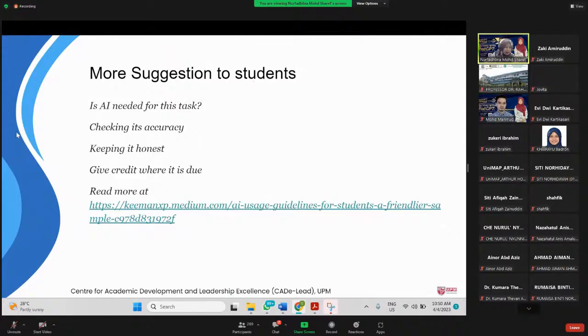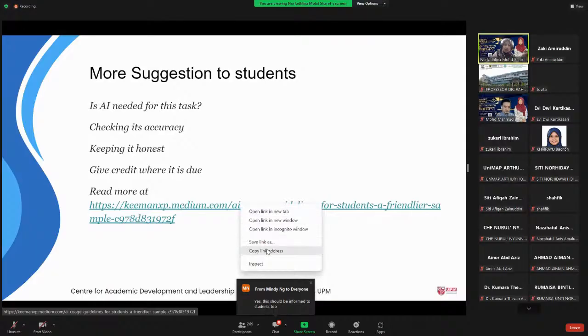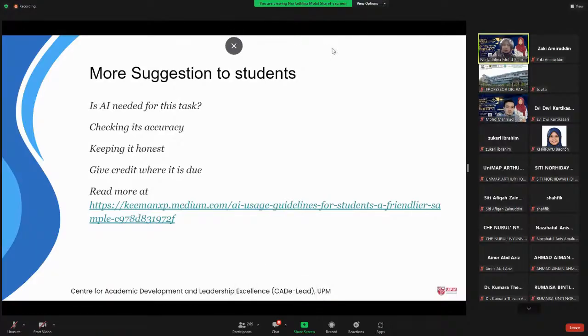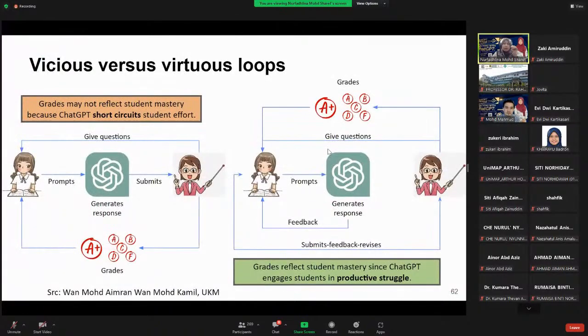More suggestions to students. Is AI needed or not for this task? Can we check its security? You must check its security. You must be honest about which part you take from ChatGPT, and you need to give credit where it is due. And you can read further here. I will put it in the chat afterwards.